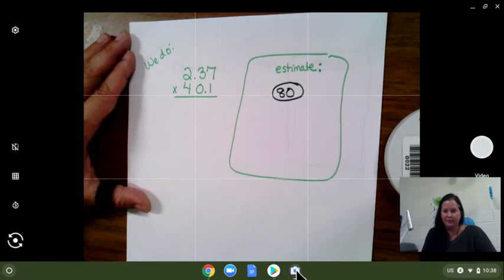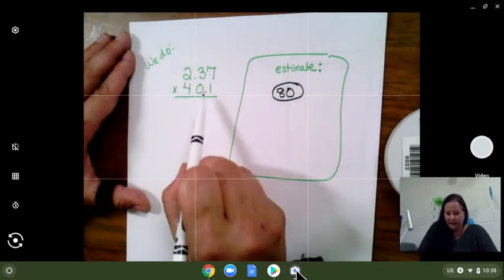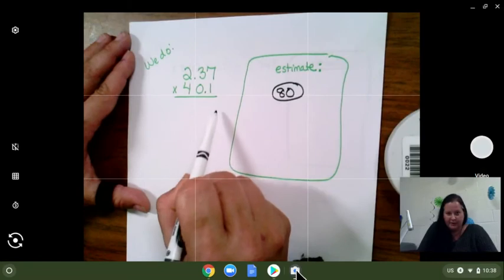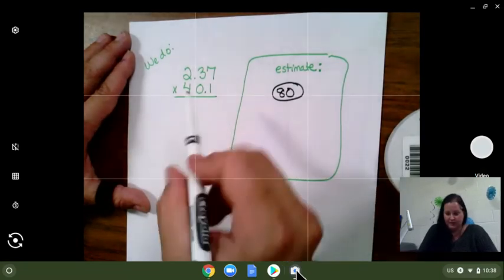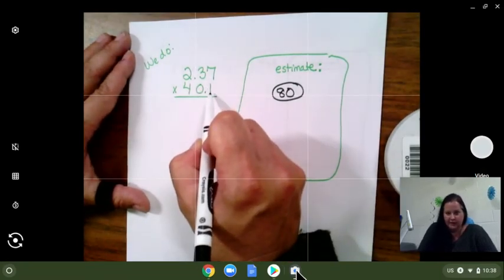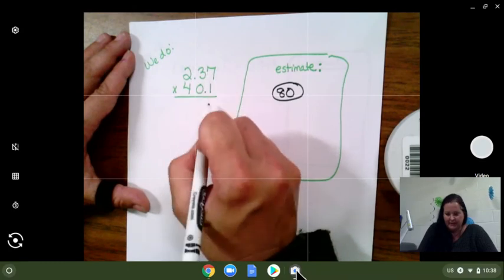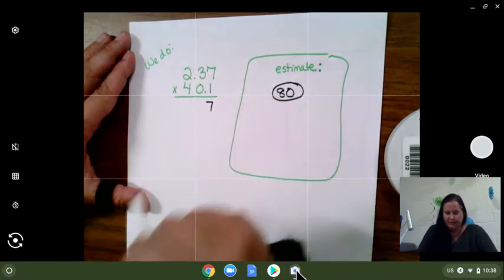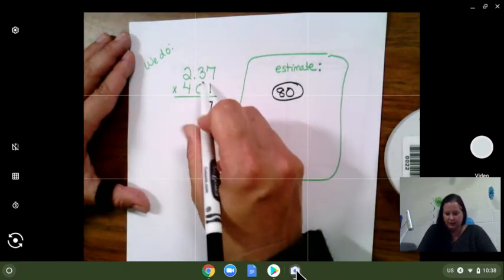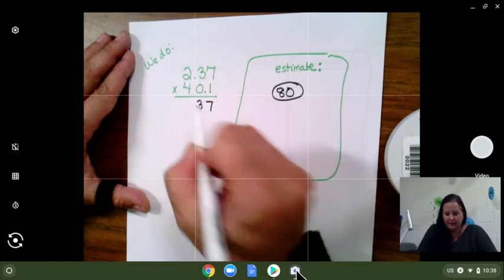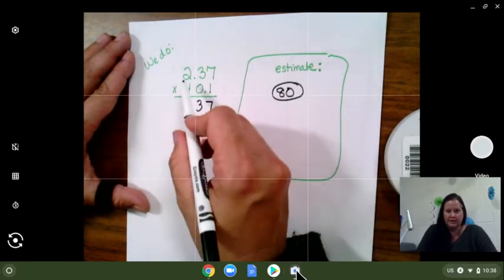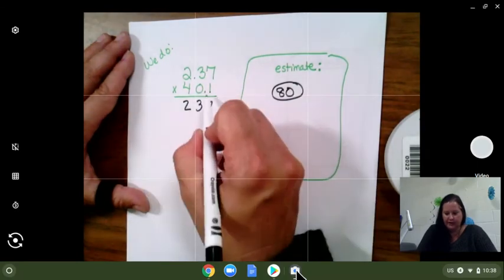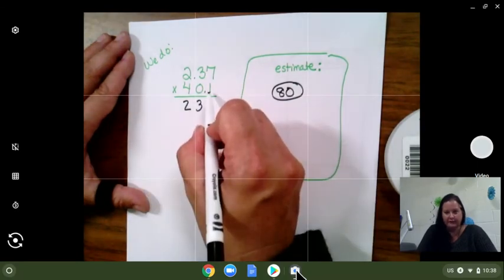Now we're going to go ahead and work this problem out. And there's 3 digits on the bottom, so we need 3 rows of numbers. So we'll start with the 1 digit. 1 times 7 is 7. Put that under the 1. 1 times 3 is 3. 1 times 2 is 2. And we're all done with that 1.